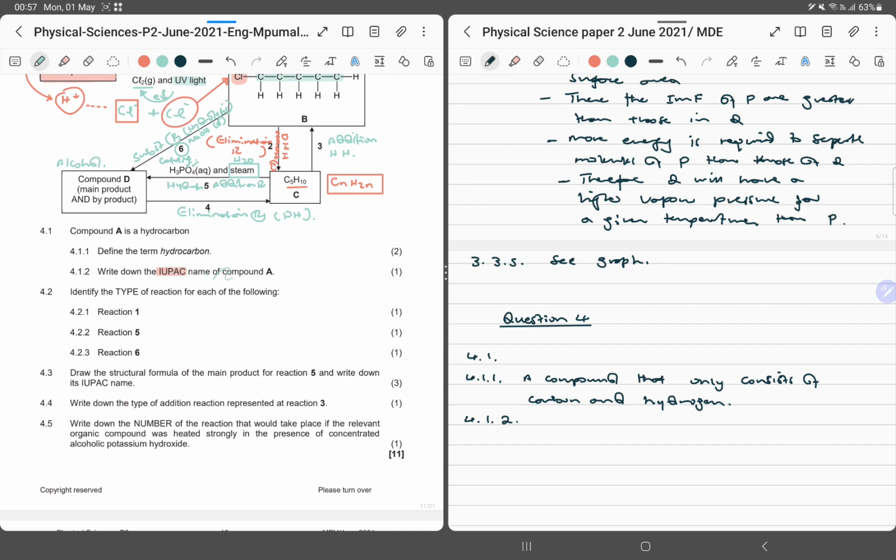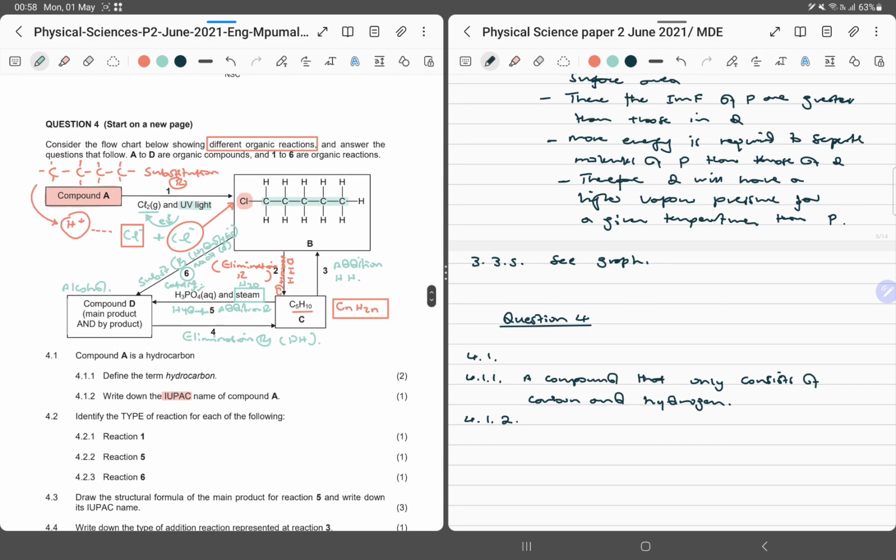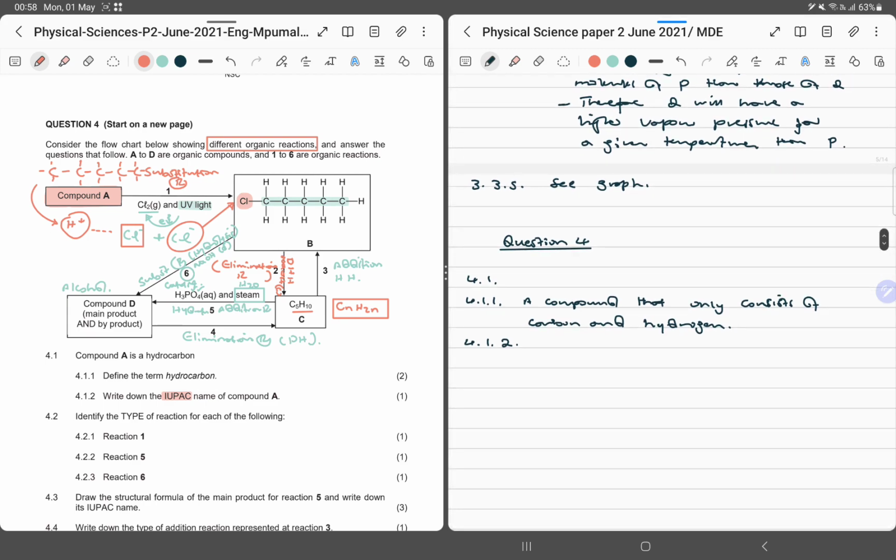So write down the IUPAC name of compound A. Now we can see that compound A is basically a butane. That's what it is. It's 1, 2, 3, 4, 5. No. It's a pentane. Okay, mistakes there. So basically, this is a pentane, because compound A is a hydrocarbon. So it's a pentane. 1, 2, 3, 4, 5. Yes. So it's a pentane. Easy stuff.